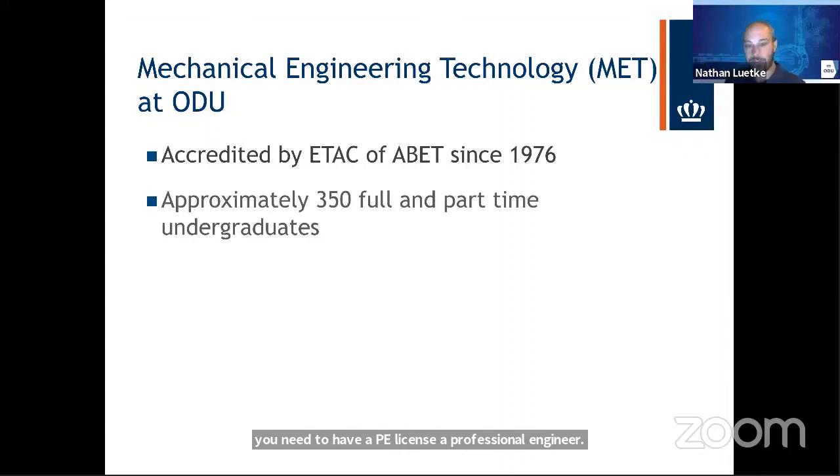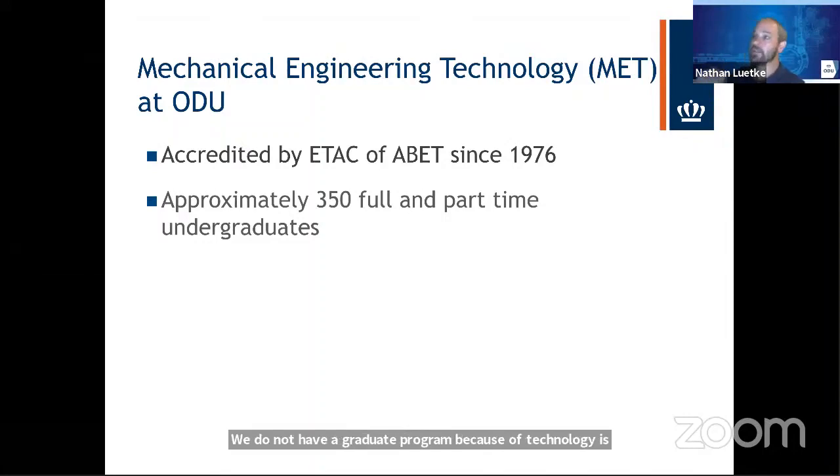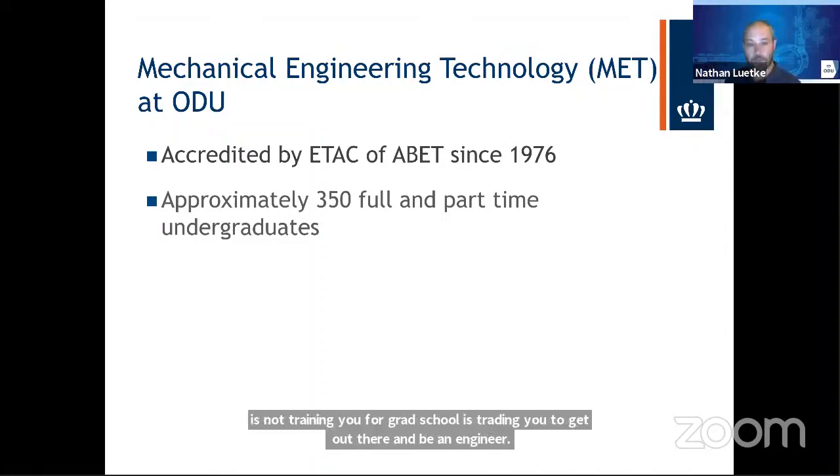We have about 350 full and part-time undergraduates in the mechanical engineering technology program. In the engineering technology department, which is mechanical, electrical, and civil, we have about 800, 900 undergraduate students. We do not have a graduate program because the technology program is not training you for grad school. It's training you to get out there and be an engineer. So that's our basic program.